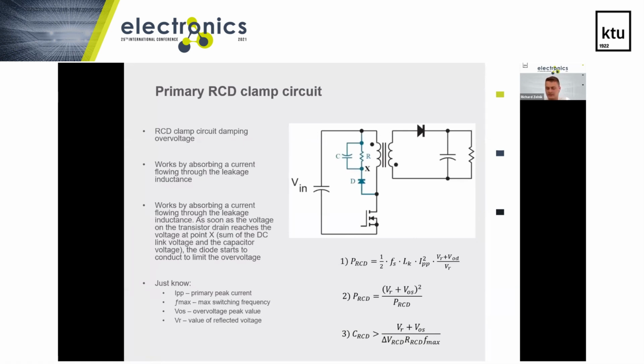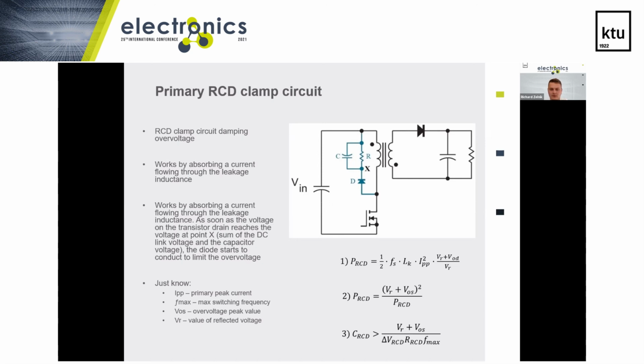Now, the primary RCD clamp circuit design. In the figure, you can see the RCD clamping overvoltage circuit, this blue part, which has the task of eliminating the overvoltage peak on the transistor caused by leakage inductance. The RCD clamping circuit works by absorbing the current flowing through the leakage inductance. As soon as the voltage on the transistor drain reaches the voltage at point X, the sum of the DC-link voltage and the capacitor voltage, the diode starts to conduct to limit the overvoltage.